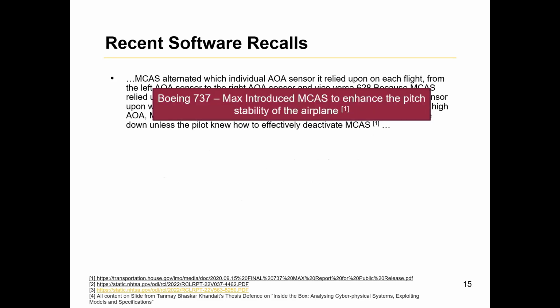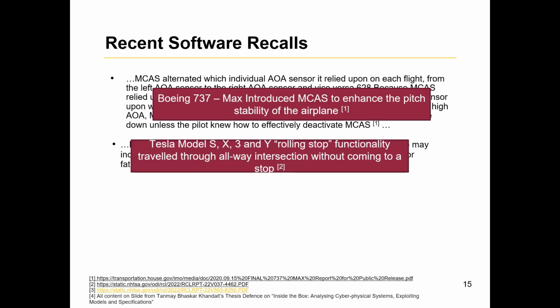What we have seen is that there have been certain software recalls in recent times, and this is again due to the requirements not getting followed. The first example is a pretty well-known one: Boeing 737 introducing the MCAS software, which used to change the pitch of the airplane. It tried to adjust it, but it ended up taking control away from the pilot, and that is why there were two crashes with the Boeing 737.